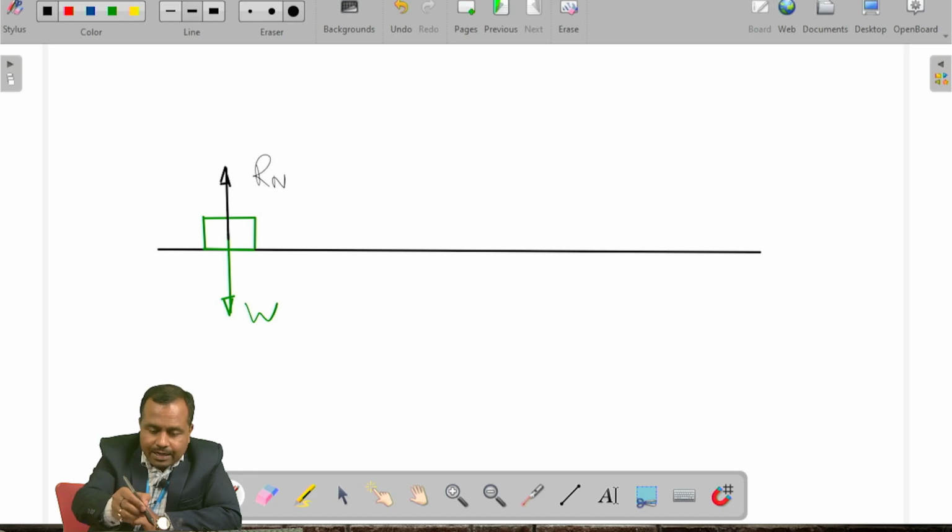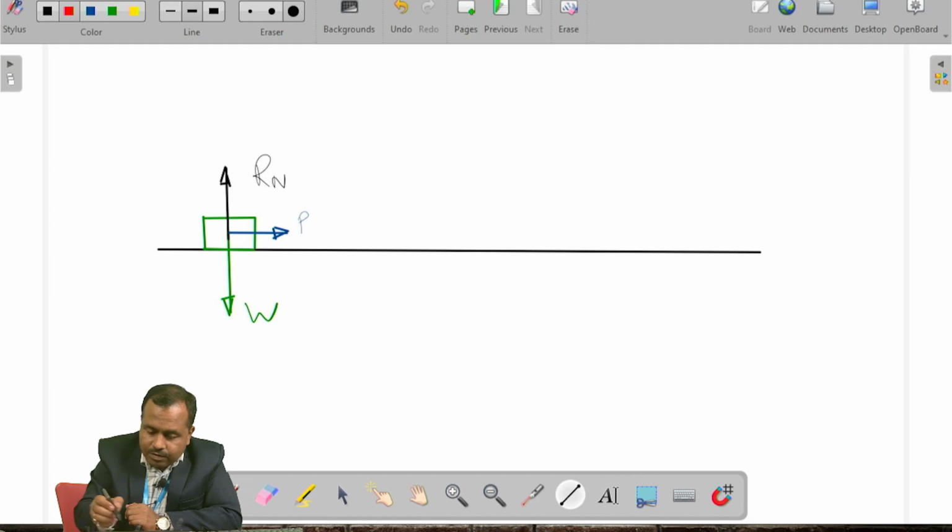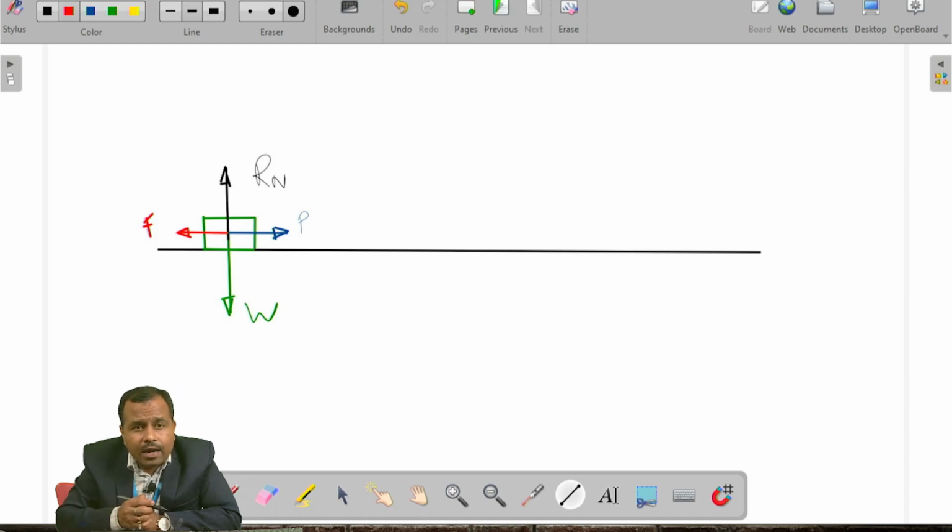As I already said, I am going to apply a force of magnitude P. Consider P a force which is applied on the box, which will move towards the right side. There will be a resisting force F, which will resist the motion of the box.